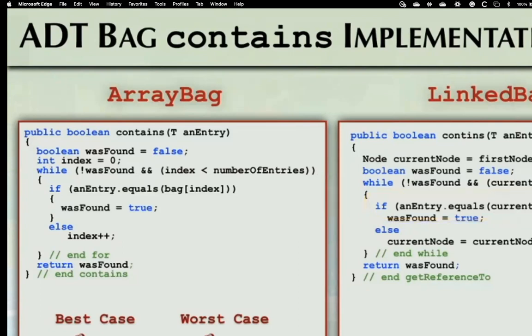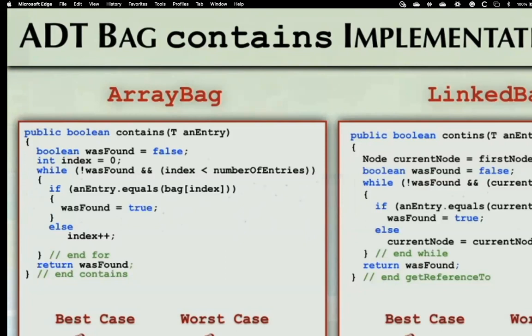If the item is in the last node of the chain, searching for it is big O of n. This search takes the most time among the searches for an item that is in one of the nodes. And so this is the worst case. The actual time requirement to find an entry in a chain of nodes depends on which node contains it. And again, we can conclude that the method contains is big O of 1 in the best case and big O of n in the worst and average cases for the linked bag.